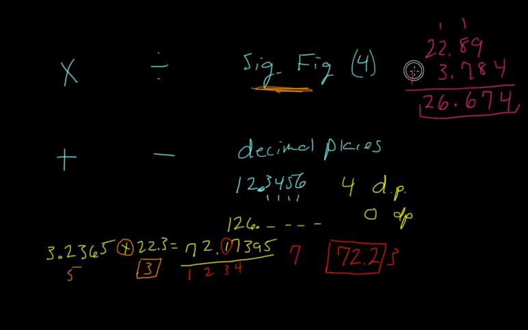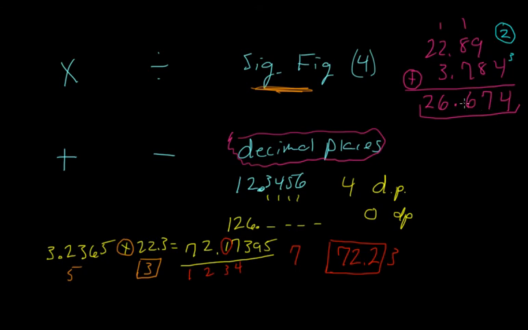However, our operator is addition, so this means that decimal places is what we're looking at. If we look at this particular number, we don't have to worry about anything to the left of the decimal. This one has 2 decimal places because I've got 1, 2 numbers to the right of the decimal. This one has 1, 2, 3. I've got 3 different places to the right. So my least precise measurement is this one, and my final answer cannot have any more than 2 decimal places.